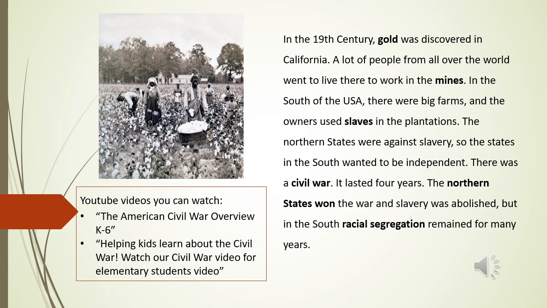In the south of the USA, there were big farms, and the owners used slaves in the plantations. The northern states were against slavery, so the states in the south wanted to be independent. There was a civil war. It lasted 4 years. The northern states won the war and slavery was abolished. But in the South, racial segregation remained for many years.